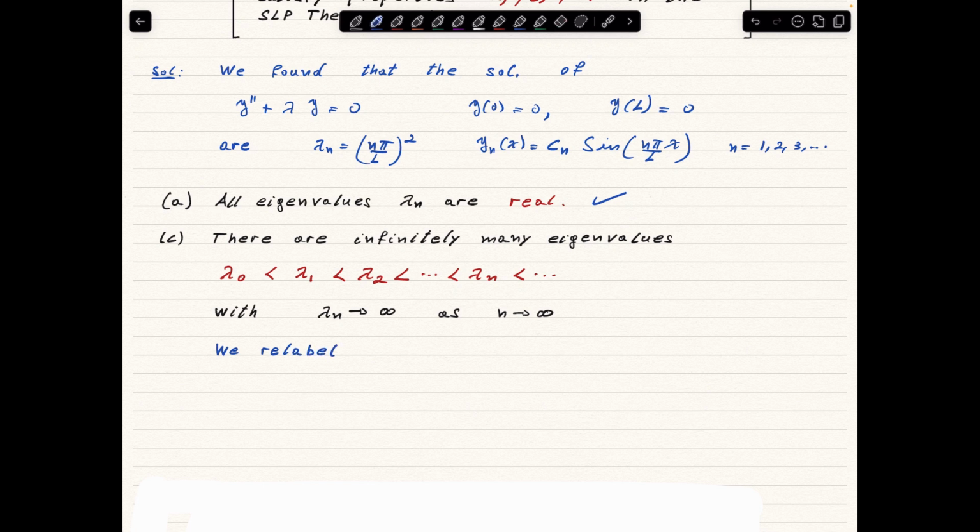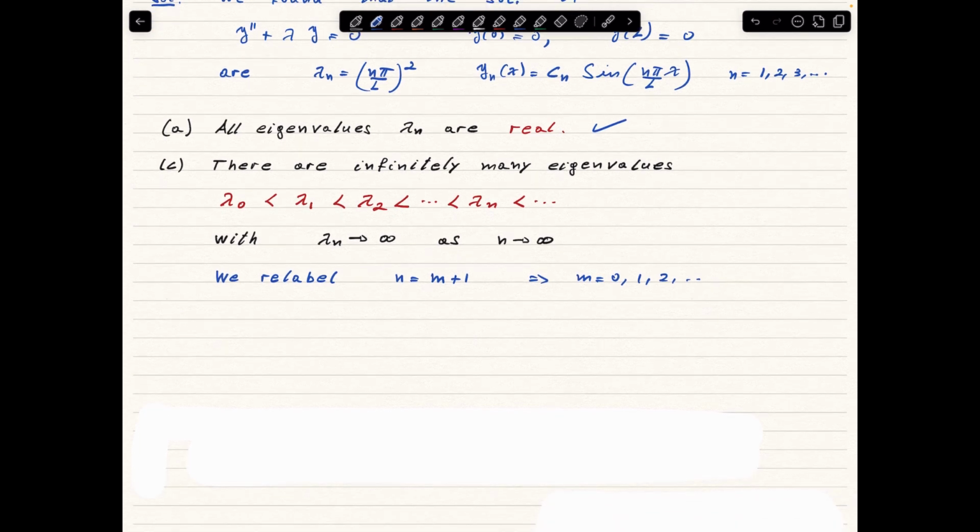the index n is now going to be m plus 1. So now when n is 1, then m starts at 0, and then 1 to infinity. And with that, lambda n, which is (n pi over L) squared, now is going to be lambda m, and n is now m plus 1, pi over L squared. The only thing I'm doing is replacing n by m plus 1. So when m is 0, we start where we started before.